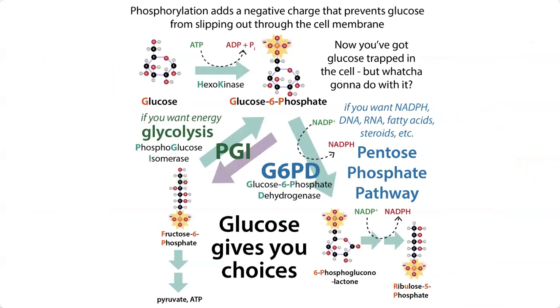So those are kind of like the key things for the pentose phosphate pathway, is that we can generate the ribose and we can generate the NADPH. The rest is just logistics of how we're going to go about that.